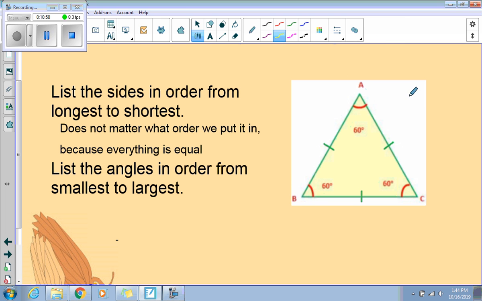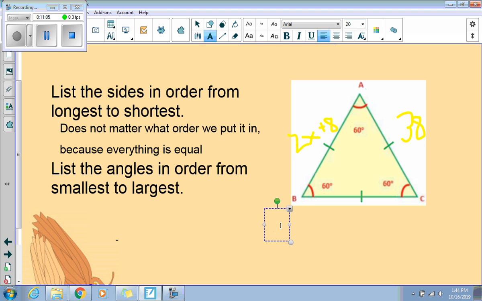Now the key here is when solving for these, maybe I say that this side is 38, and maybe I say this side is 2x plus 8. Anytime you're solving for sides, they're going to be equal. So for this one, we would say 2x plus 8 equals 38.